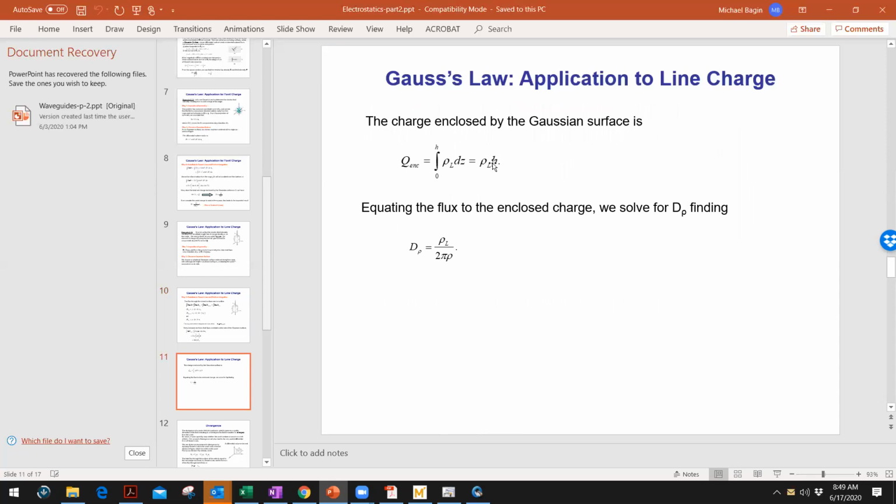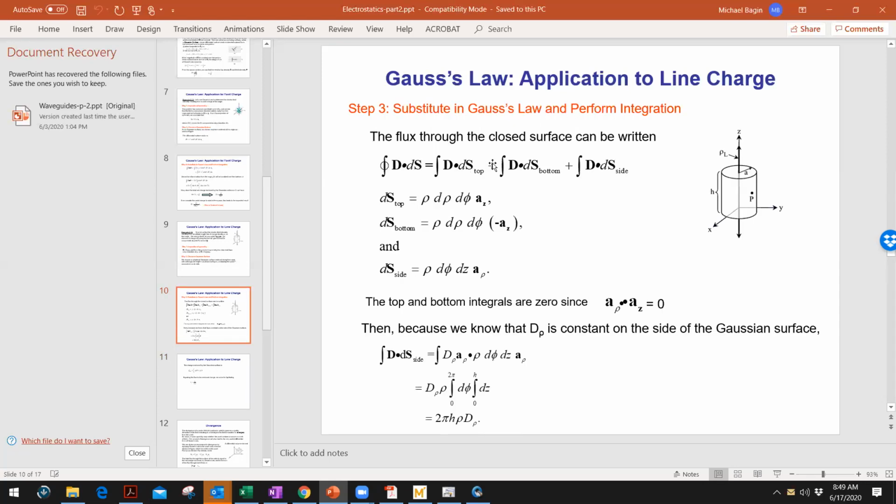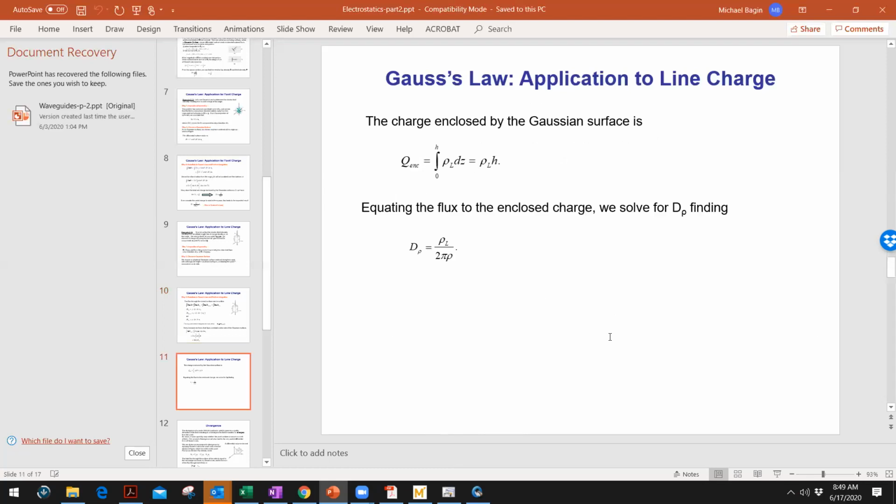You all see it right here? And so if I equate this to this, you'll notice that the h cancels, and I get D rho is equal to 1 over 2 pi rho. And that's right here, right? You agree with me? It's rho L over 2 pi rho.